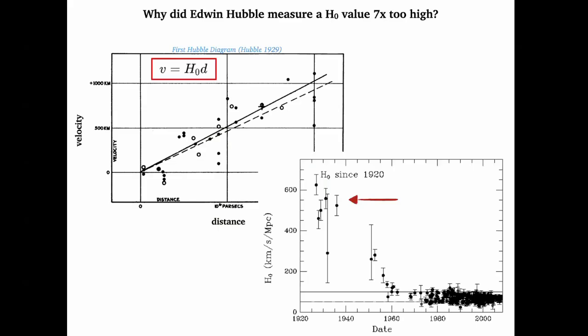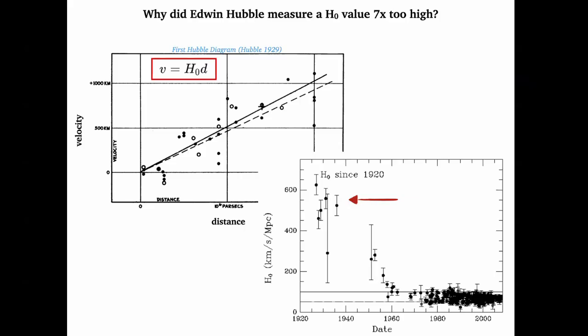I wanted to come back to the discovery by Edwin Hubble. Now that you've had this overview, do you have a clearer idea of why Hubble had overestimated H0 in his first measurements? Well, the main answer to this question, why did Edwin Hubble measure a H0 value 7 times too high, is because he confused two types of Cepheids.